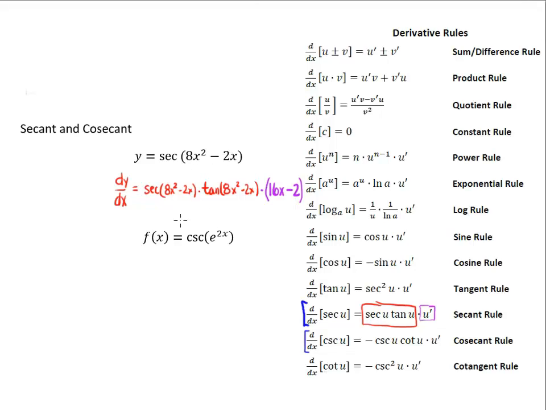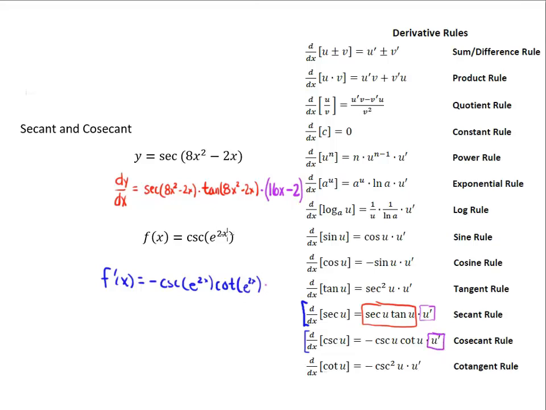All right, next one, cosecant. So let's take a look at this one. So we got f prime of x, derivative of cosecant of e to the 2x. So overall, this is a cosecant rule. There is an exponential rule inside of there, and technically a power rule inside of that. But let's just worry about one at a time. So the cosecant rule says the derivative is going to be negative cosecant of our argument, e to the 2x, cotangent of our argument, e to the 2x, and then times by the derivative of the argument.